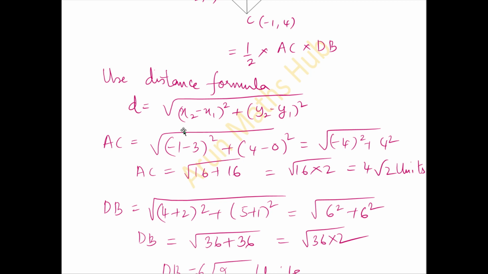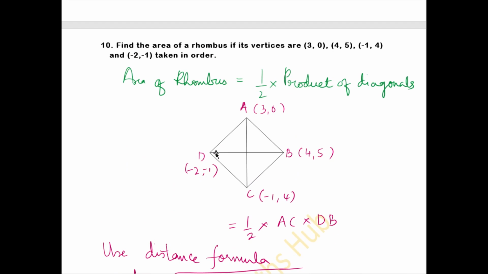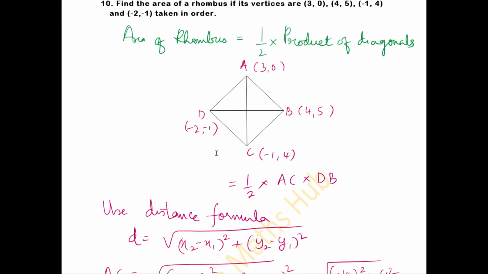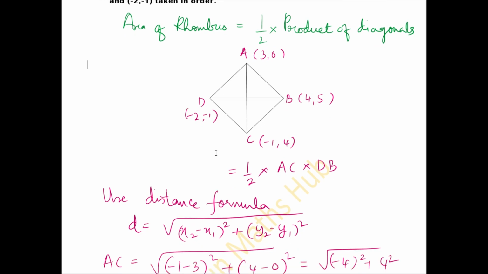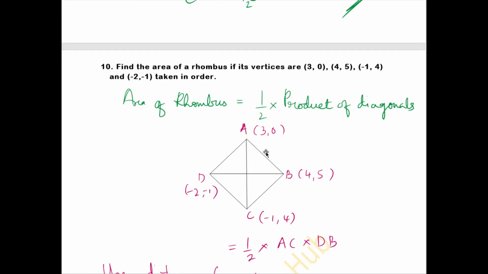Don't get confused with the section formula and the midpoint formula. To find out the length, you should use the distance formula. Already the area of rhombus is half into product of diagonals, that is AC into DB. We get 24 square units.